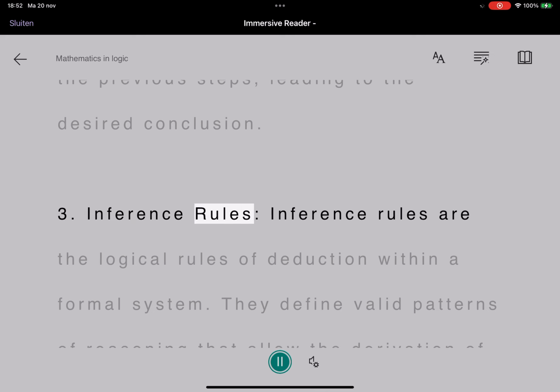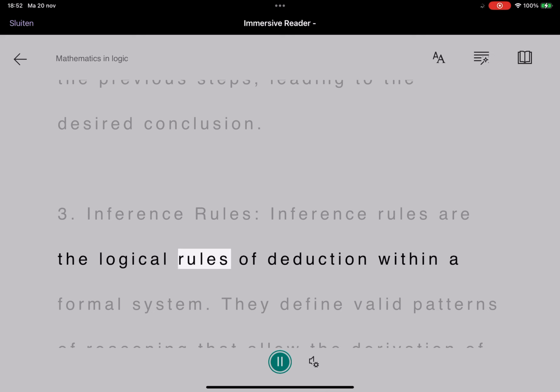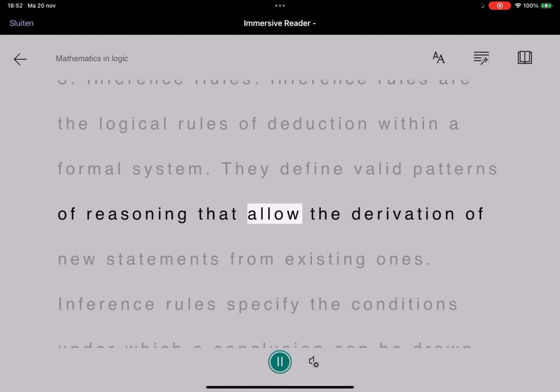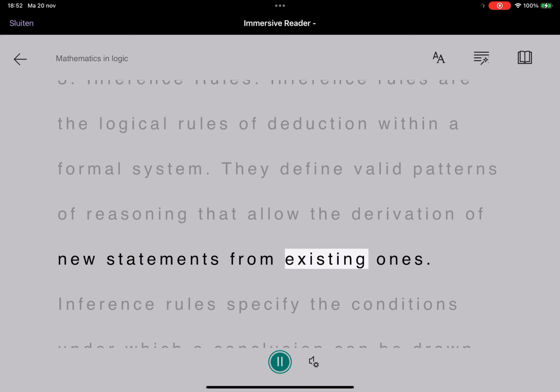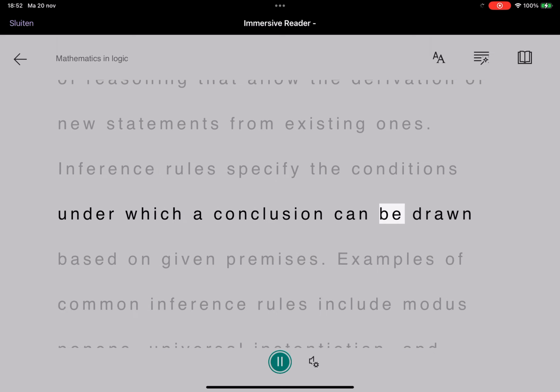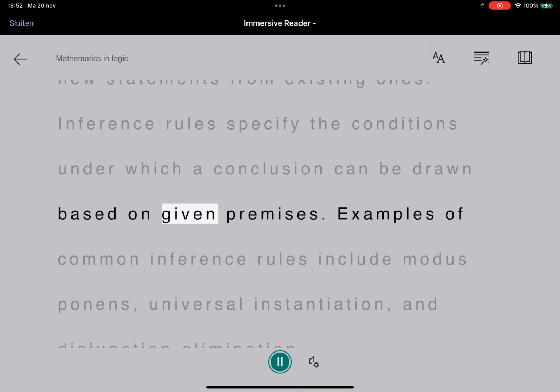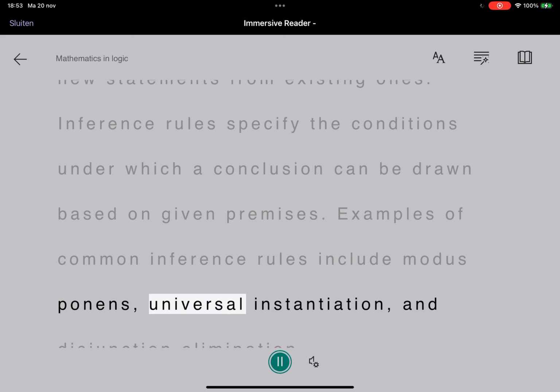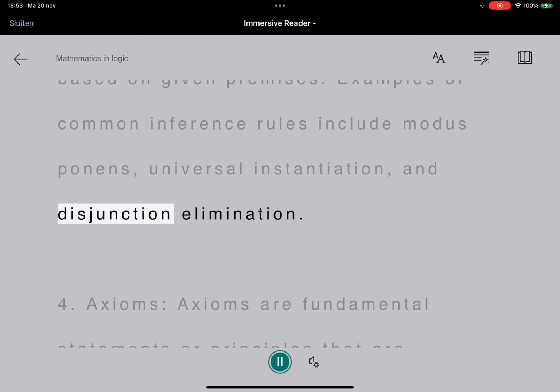3. Inference rules. Inference rules are the logical rules of deduction within a formal system. They define valid patterns of reasoning that allow the derivation of new statements from existing ones. Inference rules specify the conditions under which a conclusion can be drawn based on given premises. Examples of common inference rules include modus ponens, universal instantiation, and disjunction elimination.